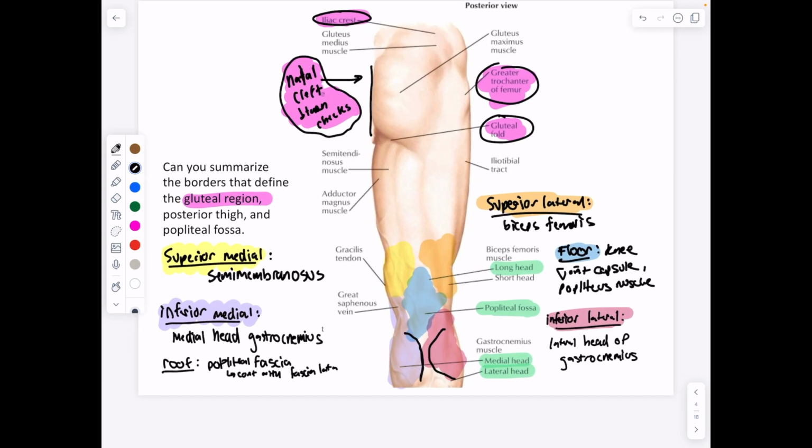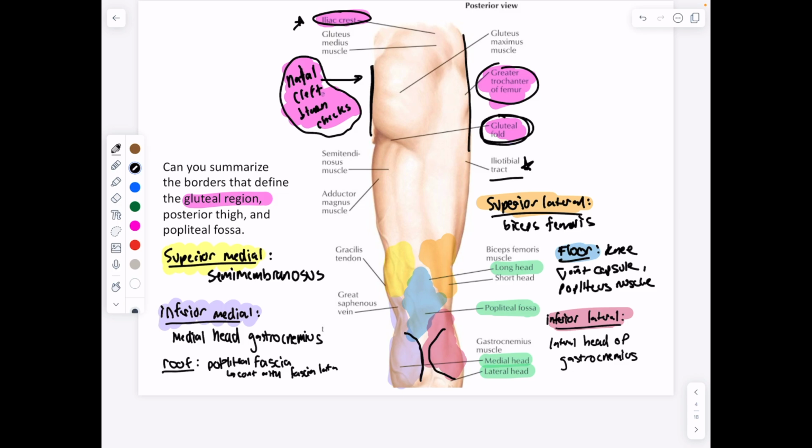The gluteal region is pretty straightforward. Laterally, you have this line, the greater trochanter of the femur. You could also say the iliotibial tract, right, this guy, which goes down the lateral portion of the thigh. You have superiorly the iliac crest, medially the natal cleft, which is the edge of the butt cheeks, and then you have the gluteal fold inferiorly.